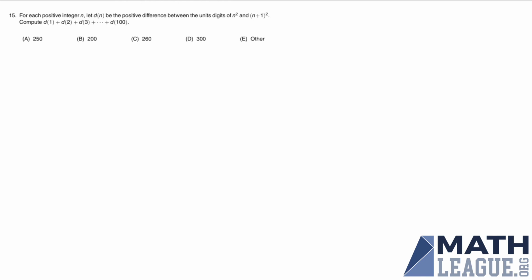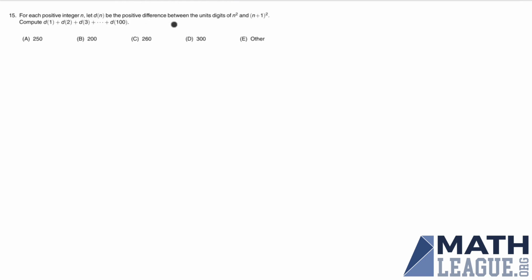We're going to first look at number 15. For each positive integer n, let d of n be the positive difference between the units digits of n squared and the quantity n plus 1 squared. And we want to compute d of 1 summed all the way up to d of 100.